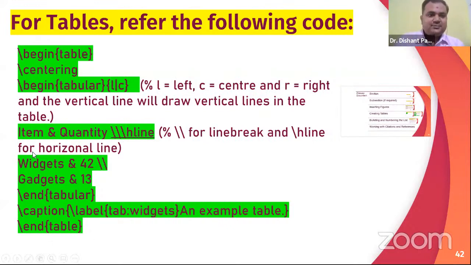The first tweak is begin tabular with LC. Now what is this? Let me just make you introduction here. The L stands for left alignment, C stands for center aligned entries, and R stands for right aligned entries. And this vertical line gives you the vertical lines in the table. And then one more command is \hline. This is called horizontal line. Okay, it will draw the horizontal line of your entries. And when you go with this double backslash, it will give you line break, new line.